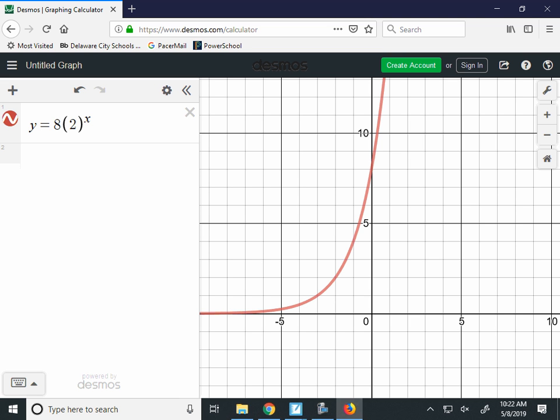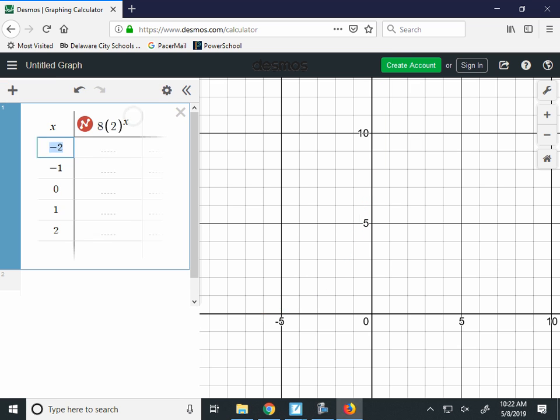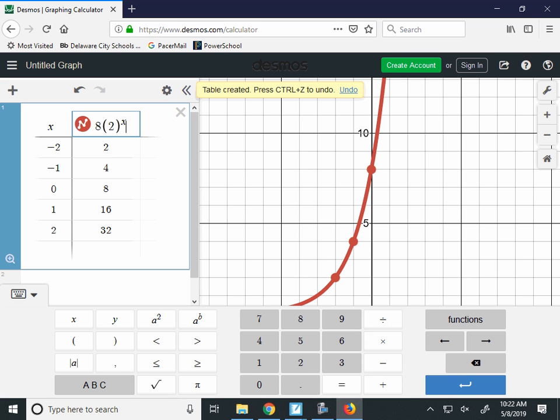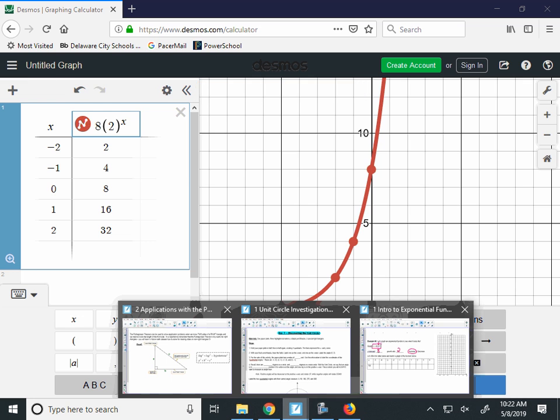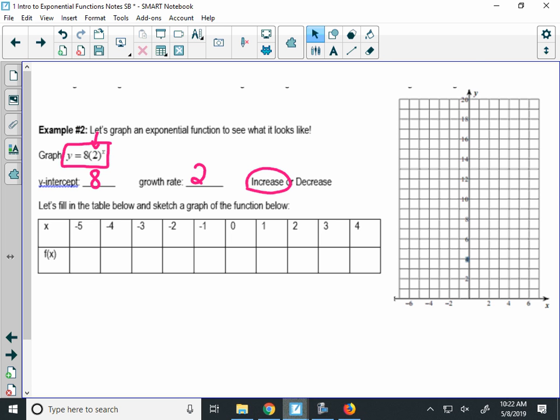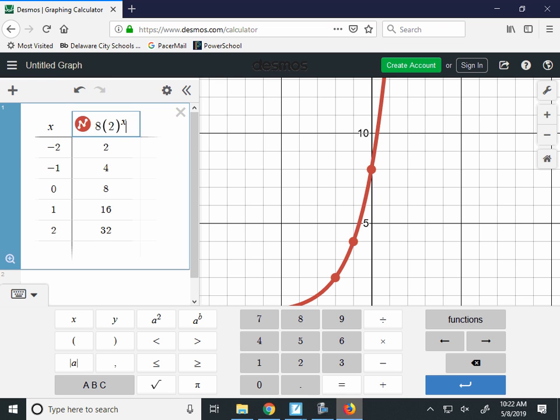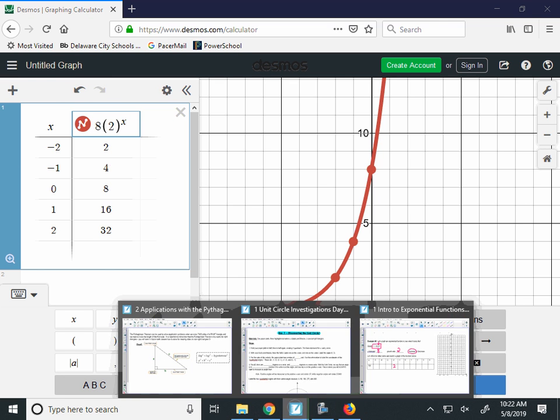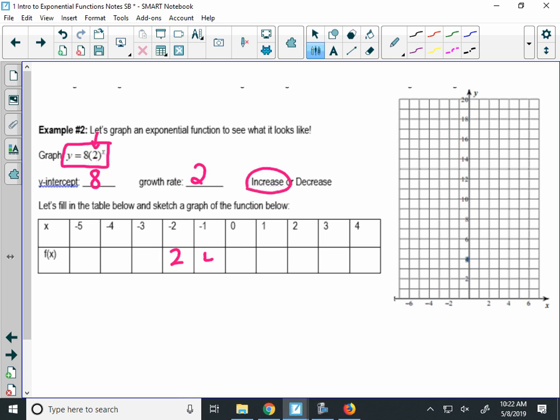Now let's fill in our table. So we'll click on the table button. I can at least have the numbers from -2 to 2. So let's fill those in. Right? So -2, it said the output was 2. -1 is 4. 0 was 8. 1 was 16, and 2 was 32.